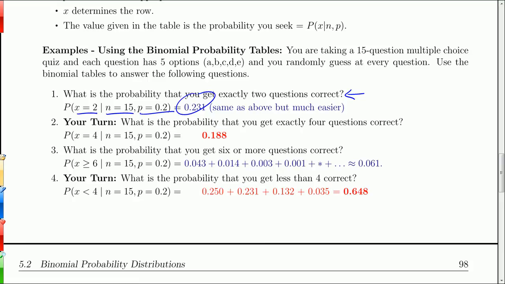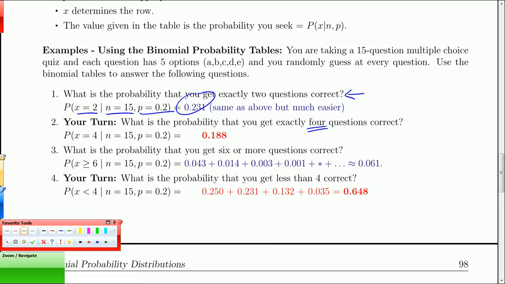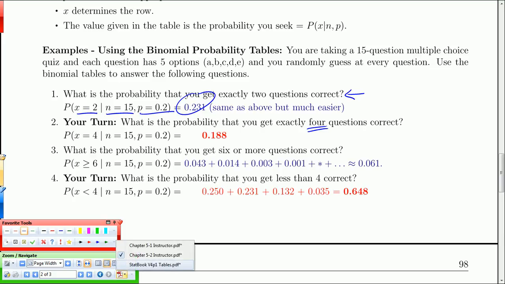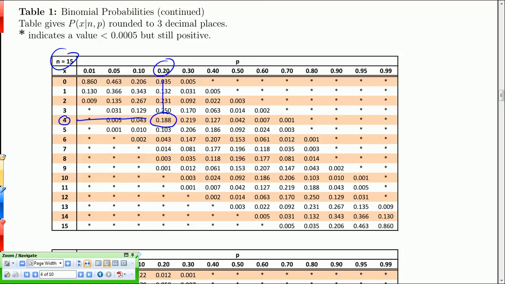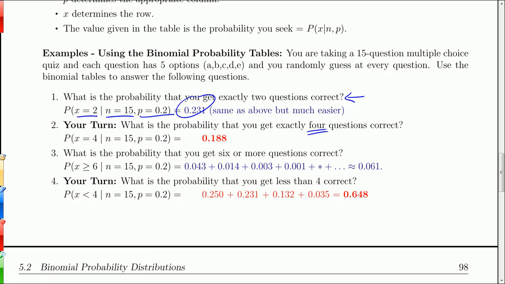What about the your turn problem? What is the probability you get exactly 4 questions correct? Well, again, it's a one line. You just go here and you look quickly. P is still 0.2, N is 15. That's our number of trials. Only now I'm looking for 4 successes. So I go to that row, this column, 0.188. Much better, right? That's a lot faster. And that's the same answer we got by doing it by hand.